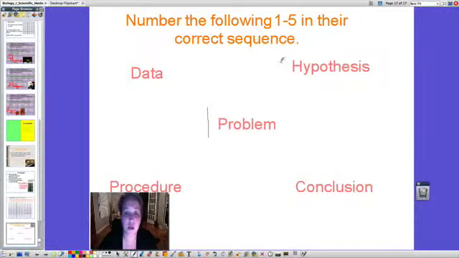So what are we going to start with first? Right? We're going to state the problem. Then what am I going to come up with? My hypothesis. Then I'm going to do my procedure. Right? I'm going to collect my data in the procedure, and then in the end, I will have a conclusion.